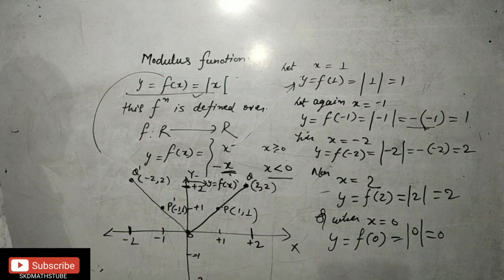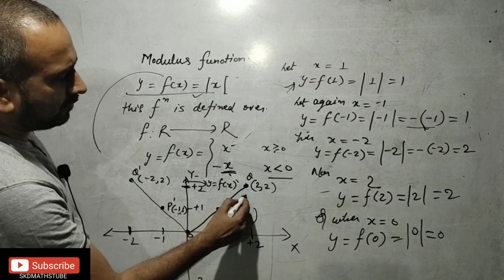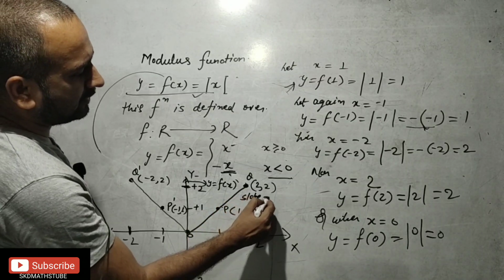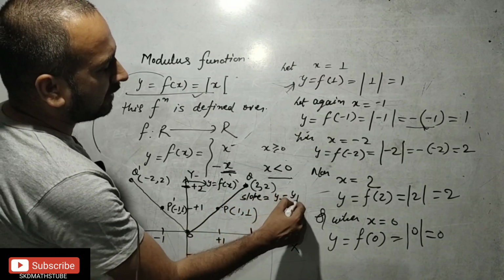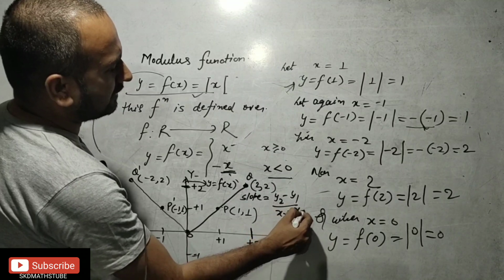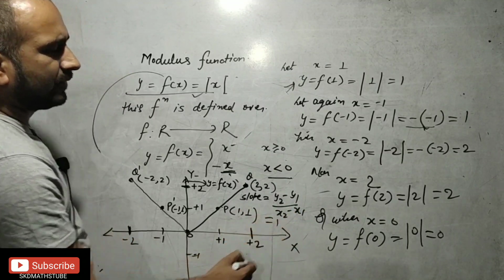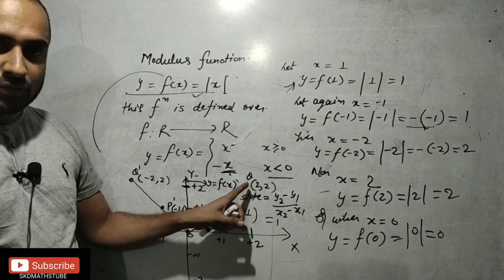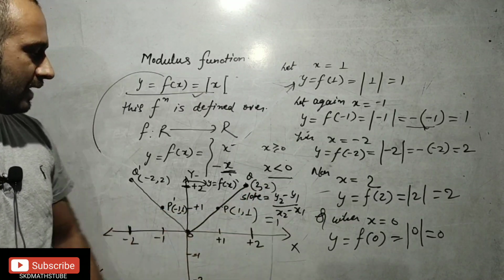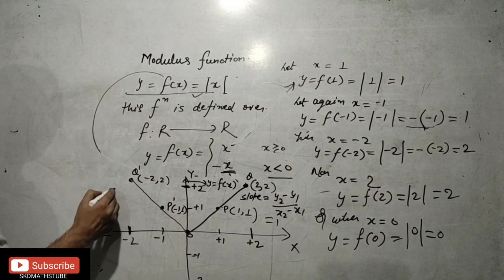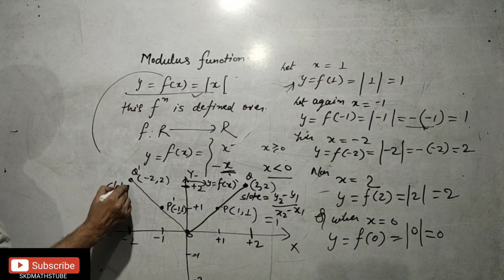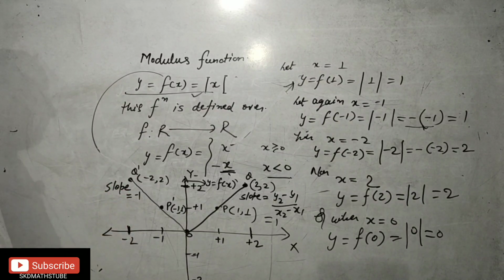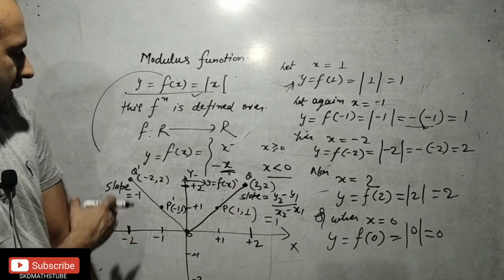And now if someone wants to ask you what is the slope of this function? It will be (y2 minus y1) upon (x2 minus x1). So this will give you 1 every time. Okay, because y2 minus y1 means 2 minus 1 upon 2 minus 1. So 1 upon 1 is already 1. And for the other side, the slope will be -1. Okay, any issue? So this is finally the graph.